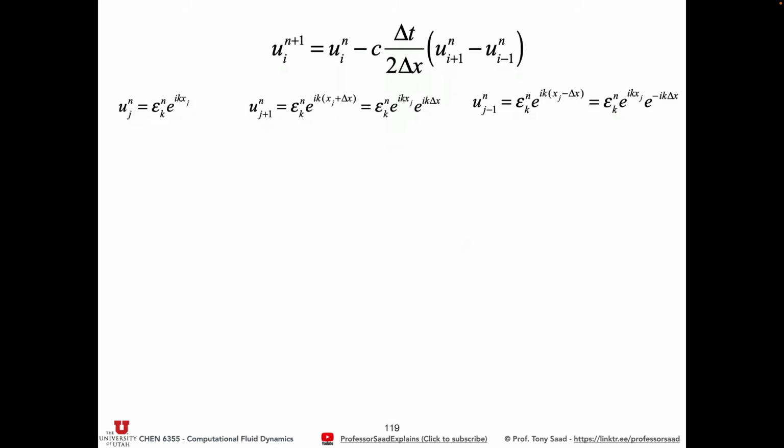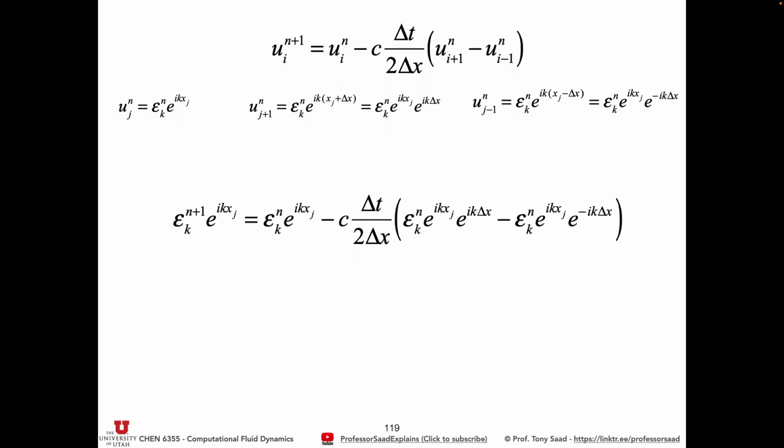Okay. So we take those and simply substitute them back into our numerical solution. So this becomes epsilon^(n+1) e to the ikx. And this is epsilon^n e to the ikx minus Courant number over 2 times epsilon^n e to the ikx e to the ik delta x, minus epsilon^n e to the ikx e to the minus ik delta x. Now, you see how u_(i+1), u_(i-1), we were able to extract u_i from them, right? So we can cancel them out. Very beautiful. Okay. So now let's cancel out the e to the ikx.